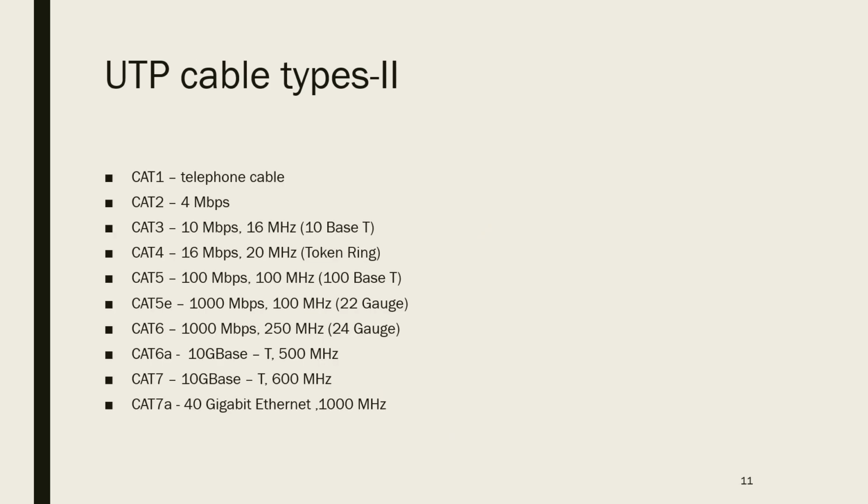Here it is indicated that Cat 1 is normally used for telephone cable and category 2 provides 4 Mbps. Generally, nowadays we have Cat 5 and Cat 6. Cat 5 is 100 Mbps and we are going towards Cat 6 at 1000 Mbps. Cat 6A and 7 are mostly for trial and research purposes.